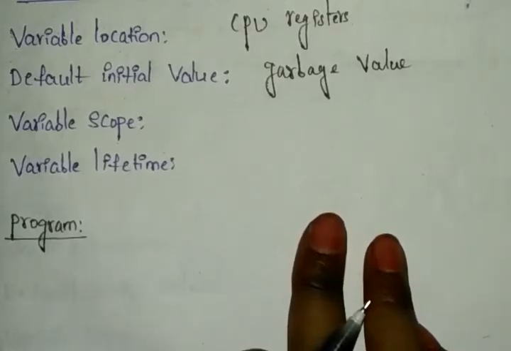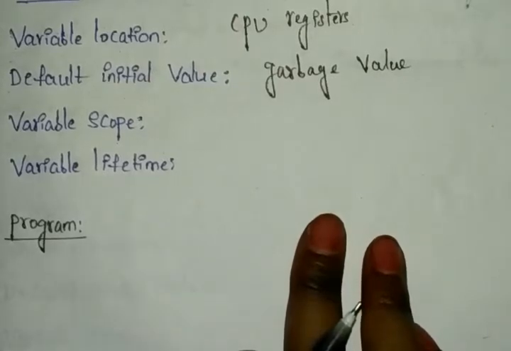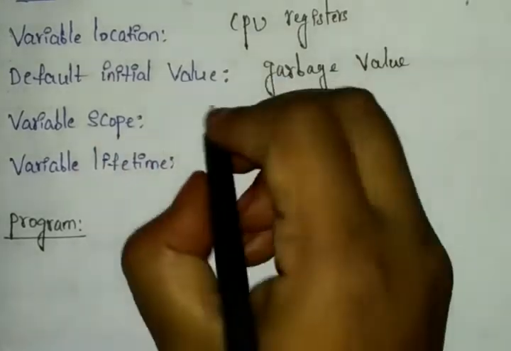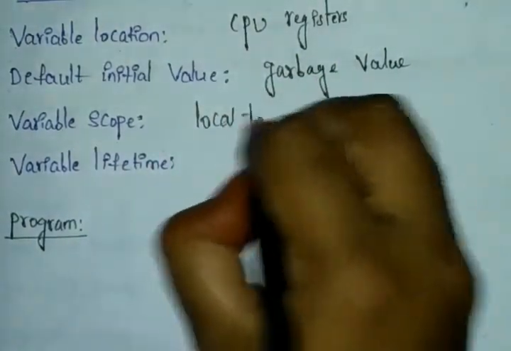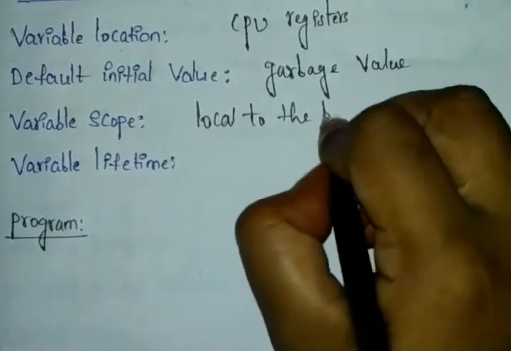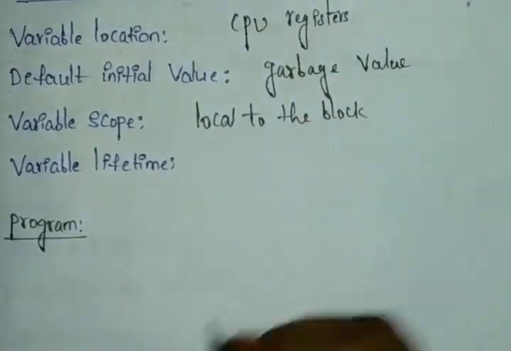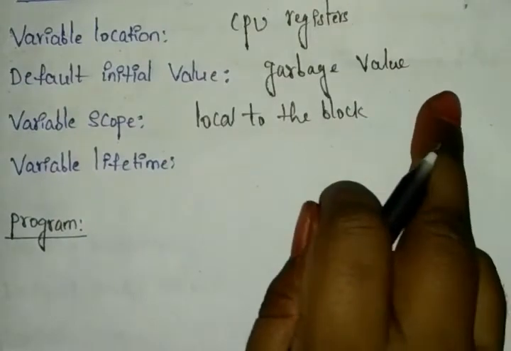These are also local variables. The register storage class is also using local variables within our functions, right? So the variable scope is local to the block. Local to the block, or else these are using the local variables. Like that you can also write.